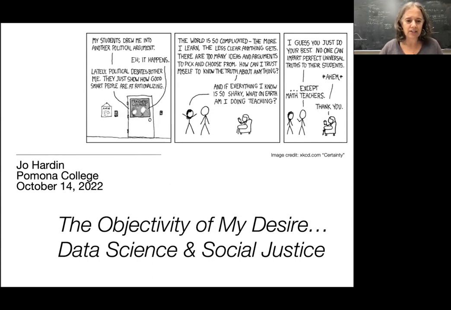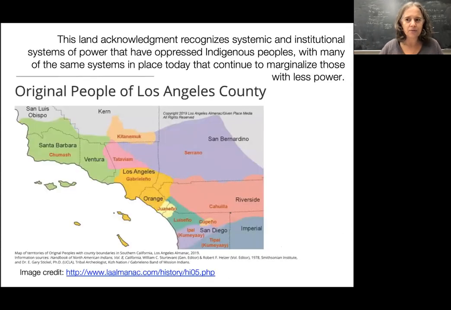Okay, before we really get started, I have a couple of acknowledgements here. First of all, I want to do a land acknowledgement and recognize that this is where the original people of Los Angeles County, so that's where I am. These are the groups of people who lived in this space. And I want to recognize the systemic and institutional systems of power that have oppressed Indigenous people, and that many of those same systems are in place today to continue to marginalize those with less power.